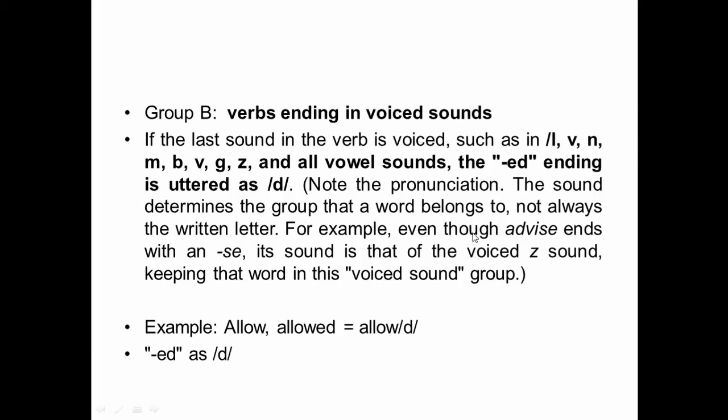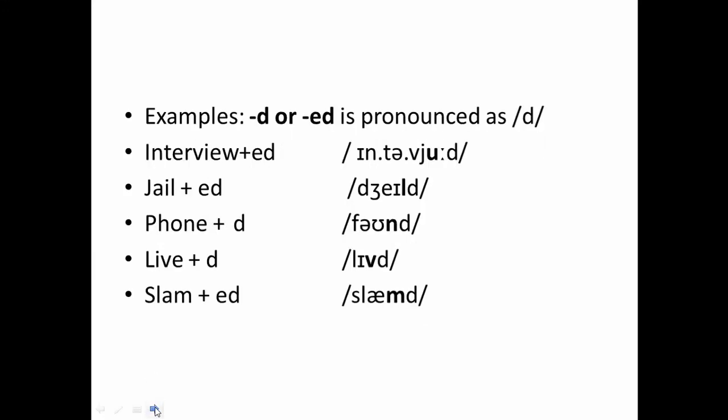Okay, look at the word advise here. Don't look at the letter S, because I have given you the example also in the assignment that this letter S can have S sound, and this letter S can have Z sound. I have given the example of bus and busy. So similarly, here also advise is actually ending in Z sound, and we keep that word in this voiced sound group. So the word is advised, and this final ed would be pronounced as d. Okay, let's see some more examples.